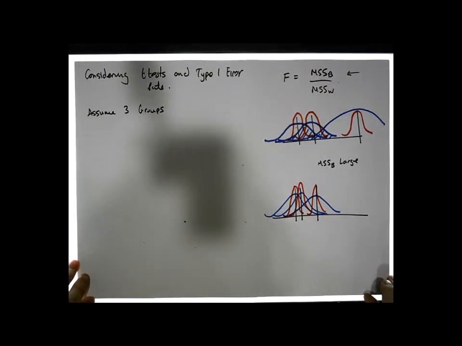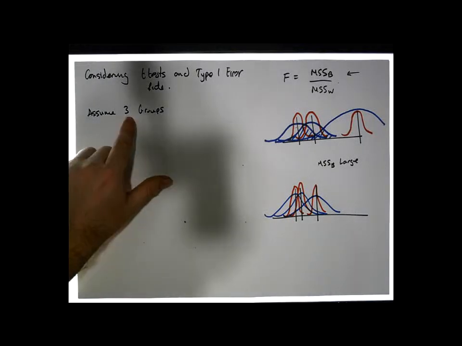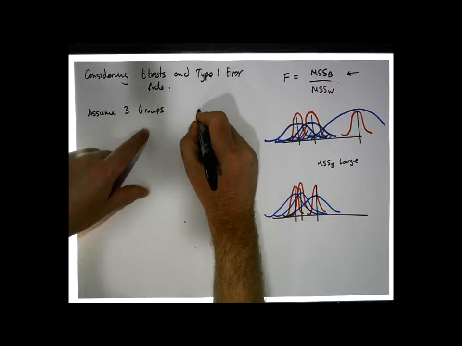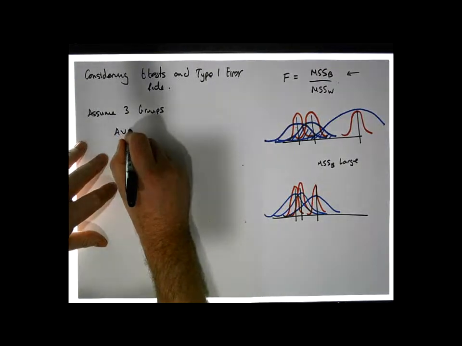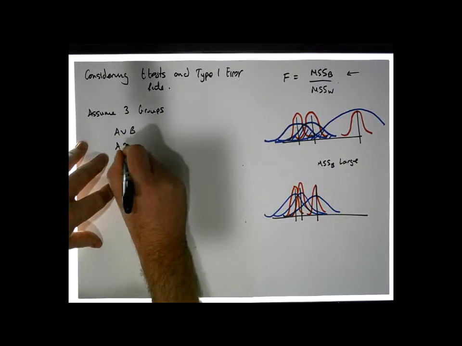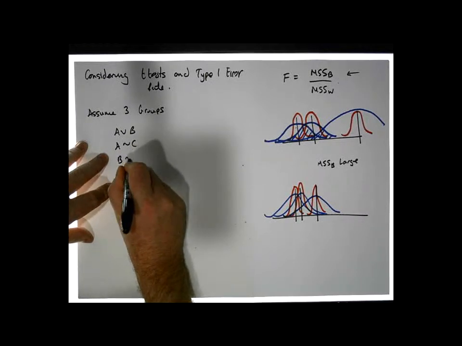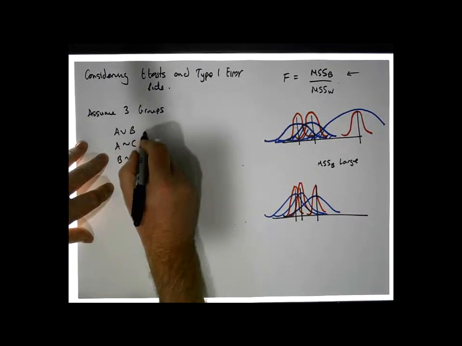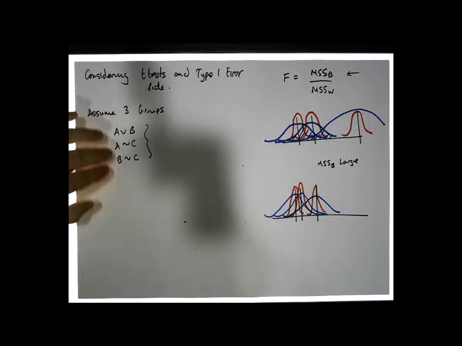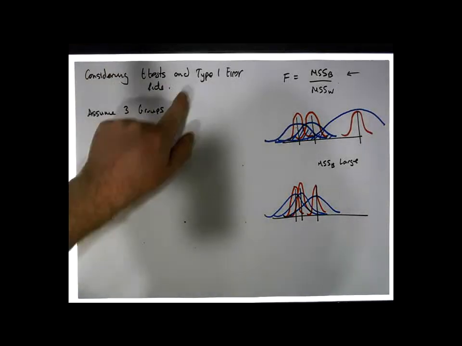How many ways can you select 2 objects from 3 groups? Well, there's 3 ways to do it. You can compare group A to group B, group A to group C, and group B to group C. That's our 3 ways to make the comparisons to see whether there are differences from a paired perspective.